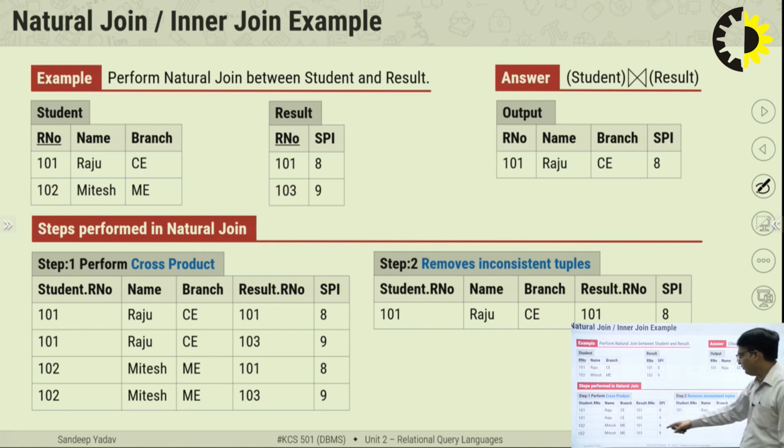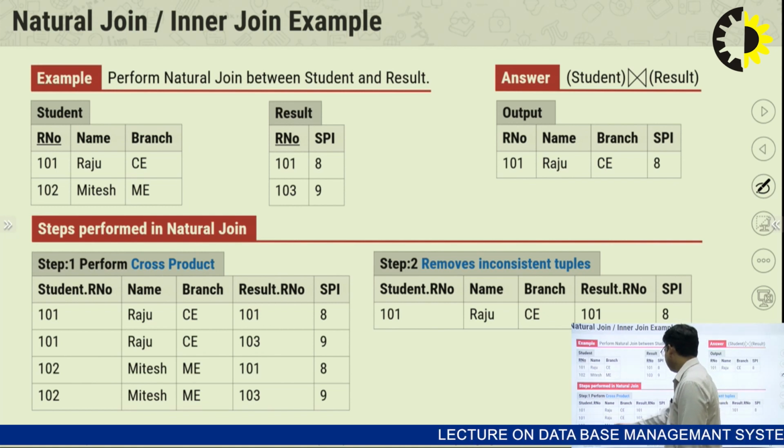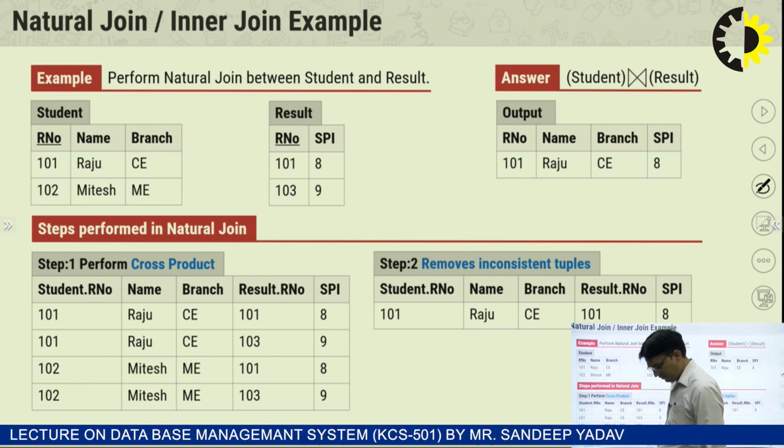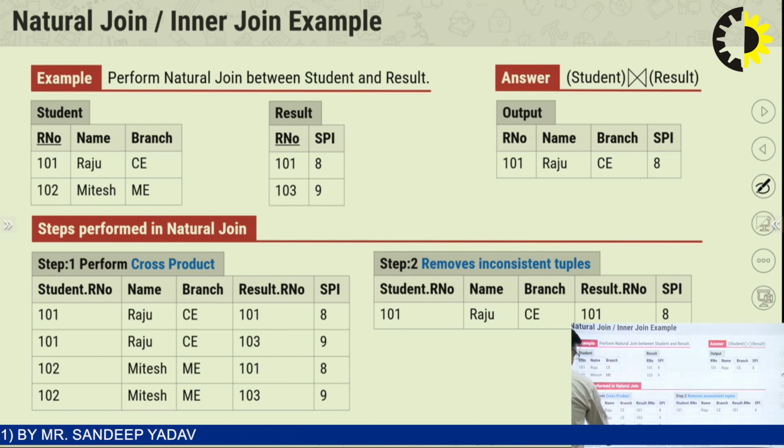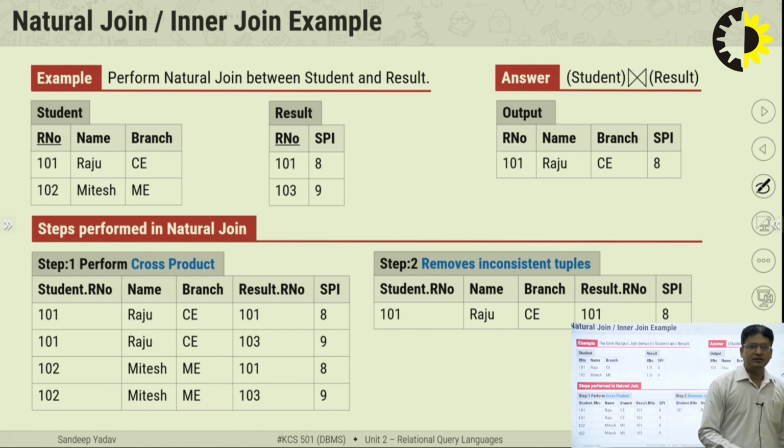See, Raju has roll number 101 here, and here it is 103. So again it is causing inconsistency. Here Mitesh has roll number 102, and here it is showing 101. It is again inconsistent, so this one will also be removed. Again, 102 Mitesh, branch mechanical, roll number 103 and SPI 9 is inconsistent. So we need to remove all these inconsistent tuples from our resultant relation. So the last 3 tuples will be removed from the resultant relation.